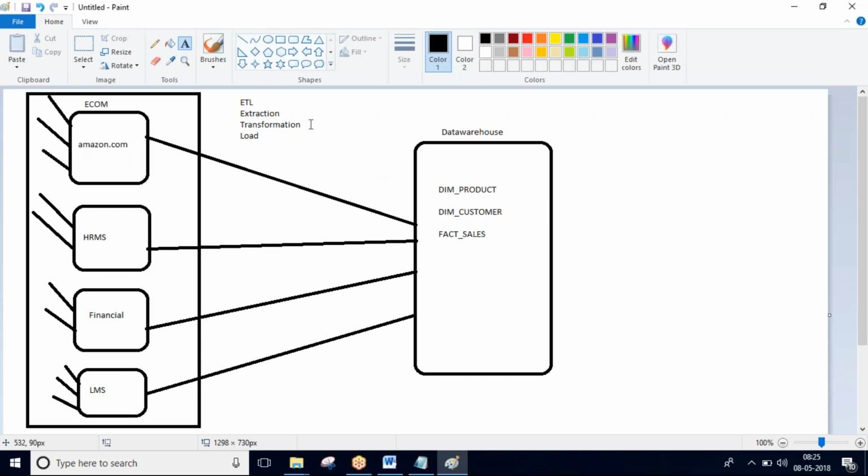So once we load the data, see here, what is the purpose of ETL? The purpose of ETL is to integrate the data from different transactional systems into one centralized database, that is your data warehouse. Now we have integrated the data into the data warehouse, but now the question is what is the way to analyze it? How are we going to analyze? Okay, we'll come back to that.